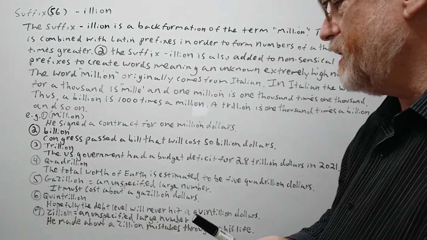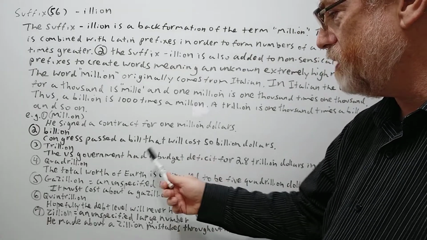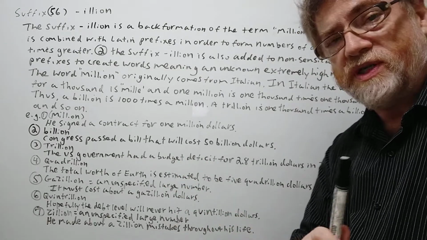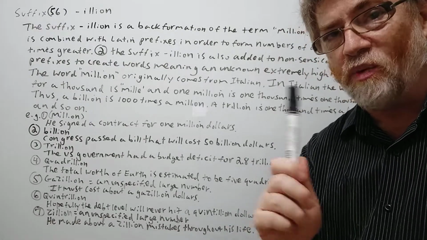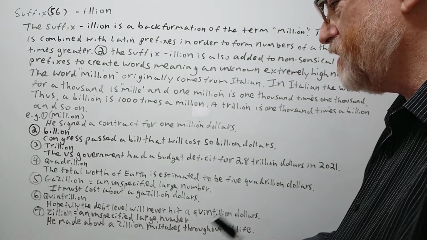Okay, sure. Number 3, trillion. The U.S. government had a budget deficit of $2.8 trillion in 2021. So that 1 year they had that budget deficit.